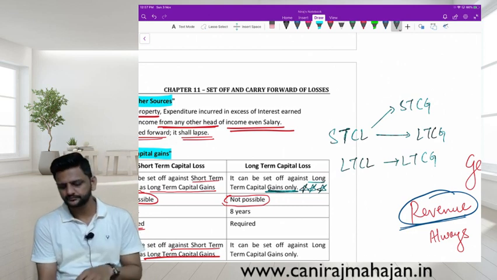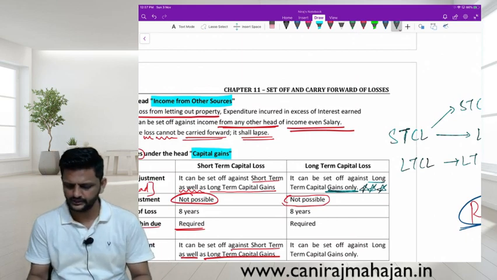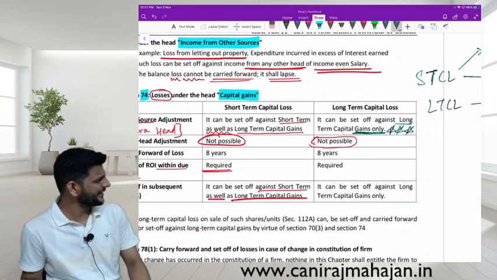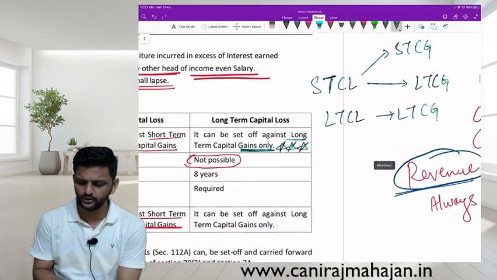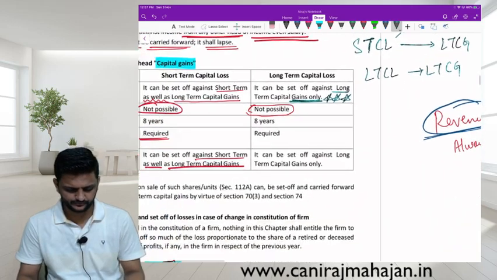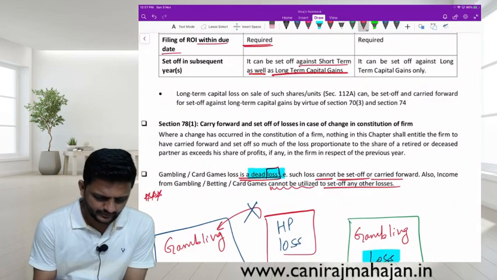Done? Set off is allowed to be carried forward for how many years? 8 years. Okay. Done? No? Next one.